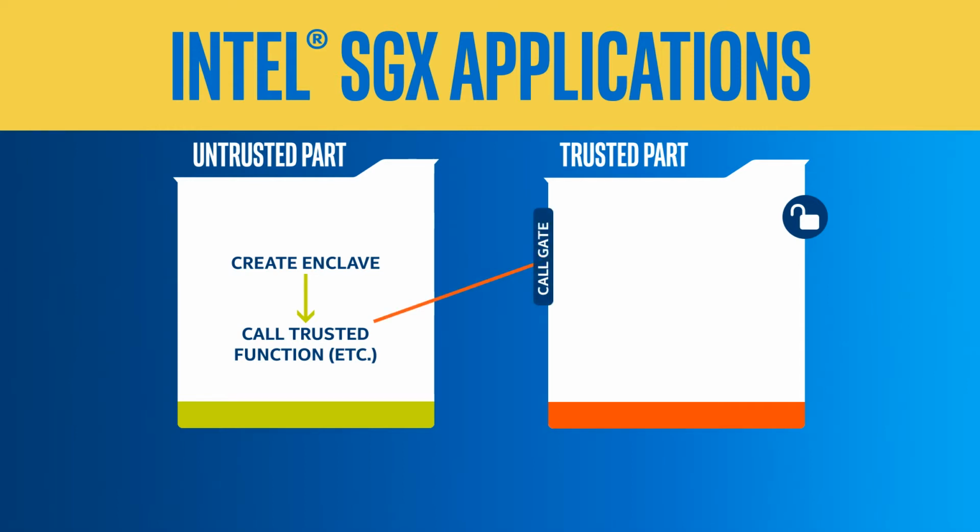If an enclave is modified by a malicious user or software, it will be detected by the CPU and the enclave won't load. The untrusted part of your application is simply the rest of the application. Any application or memory region not protected by Intel SGX is considered untrusted.